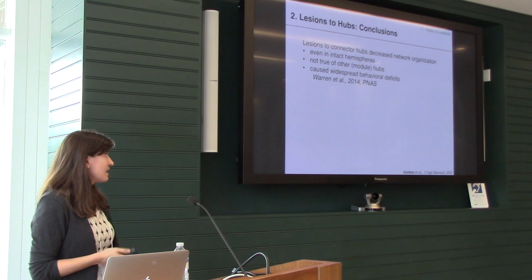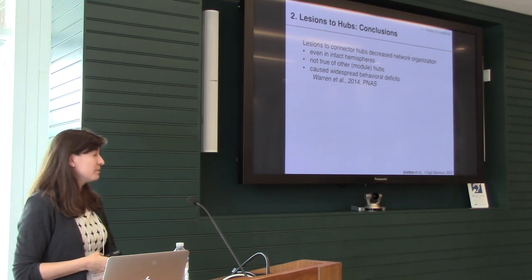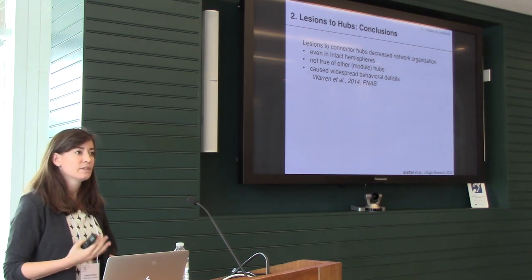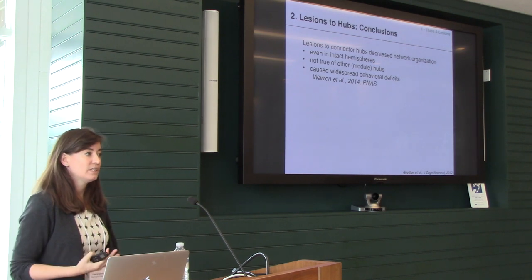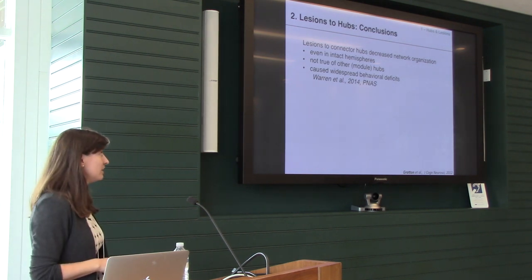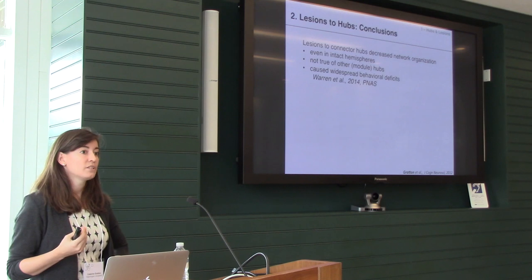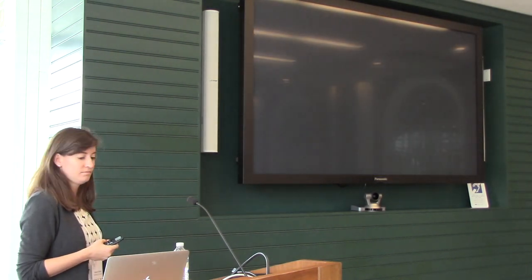And so to summarize, here we saw that lesions to connector hubs decrease network organization. They do so in this sort of widespread sense. You see it even in areas of the intact hemisphere. And it seems to be fairly specific to certain types of regions.